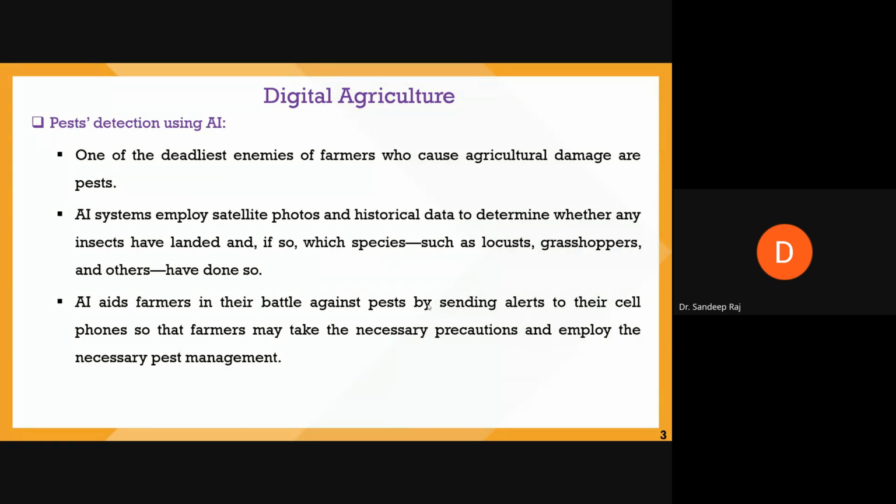Pest detection using AI: one of the deadliest enemies of farmers, causing agricultural damage, is pests. AI systems employ satellite photos and historical data to determine whether any insects have landed, and if so, the species or other pests that have done so. So AI aids farmers in their battles against pests by sending alerts to their cell phones so that the farmer may take the necessary precautions and employ the necessary pest management.